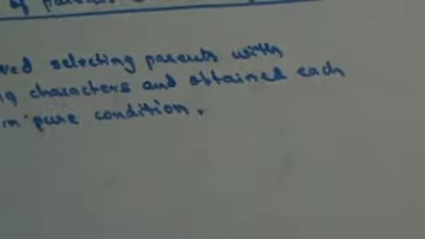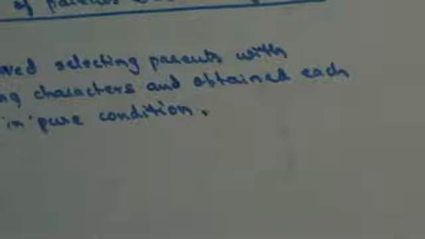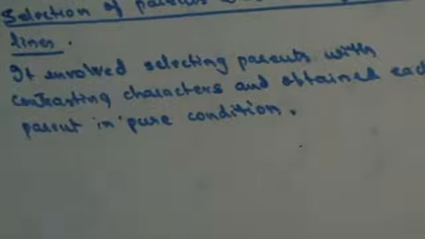For example, let's assume he was considering the character height of the plant. One parent that he would take would be pure tall, TT, the phenotype would be tall, and the other would be dwarf, tt, but he would make sure that the genotype is homozygous. That means both the alleles are similar. So that was his first step in the experiment: a cross between contrasting forms of the same character, with pure lines.